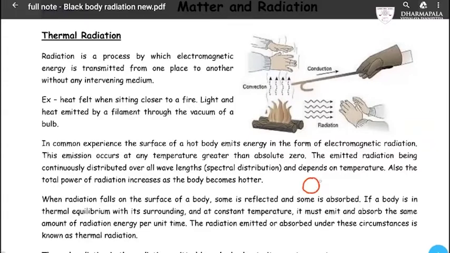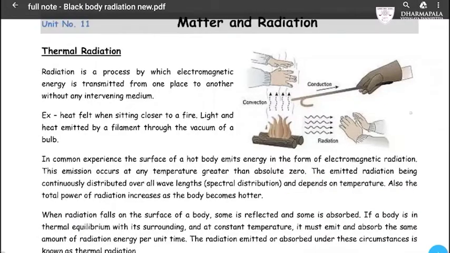All the hot objects can emit all the radiation in the electromagnetic spectrum, but not in equal amounts. The amount of some radiation is higher than those on the very high frequency side and very low frequency side. For example, a certain hot object can emit more radiation in the UV, visible, and IR. If you take a certain object, now look at this fire.